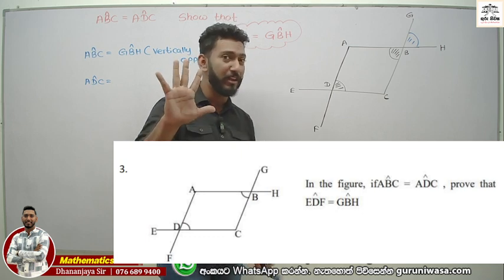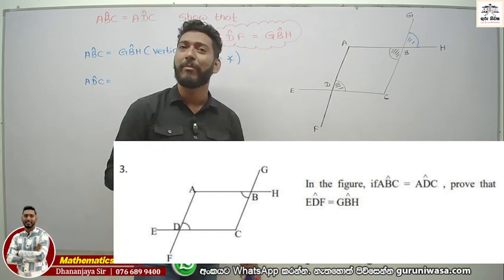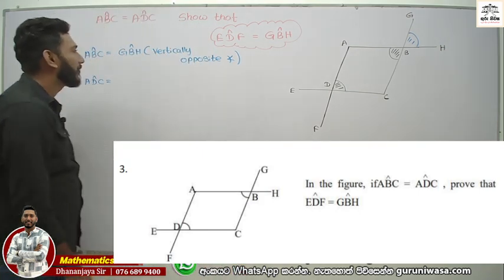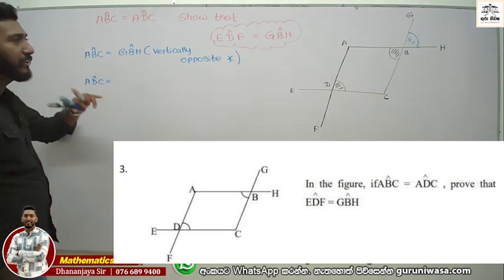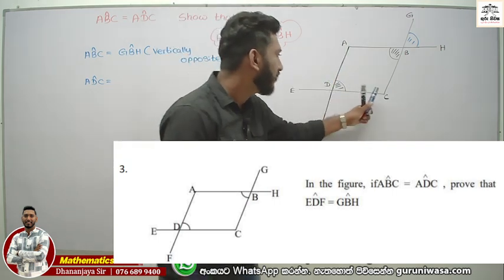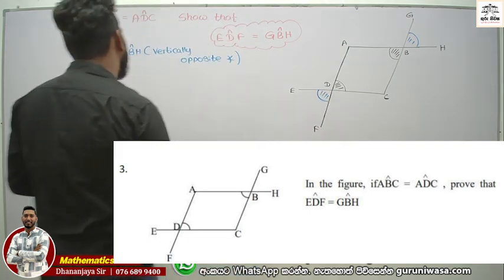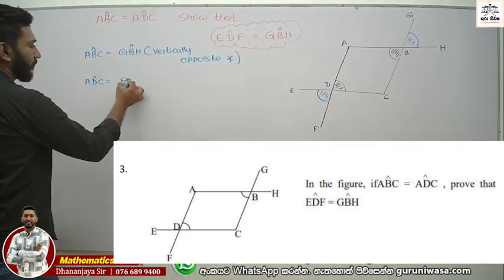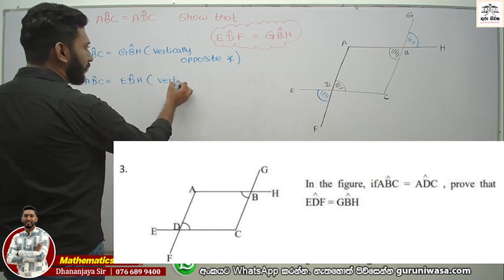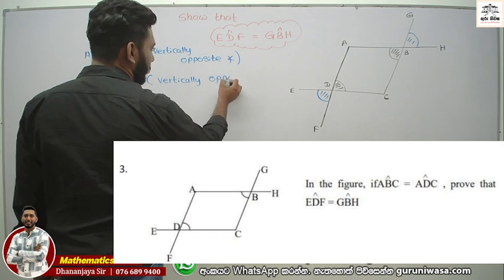What's the reason? You have to use the axioms, right? There are 5 axioms, and yours is related to axiom number 1. Very good. Now look at this. ABC is equal to GBH, and now I'm going to write ADC is equal to EDH. Same reason, because vertically opposite angles.